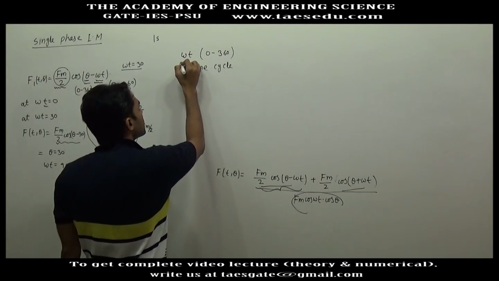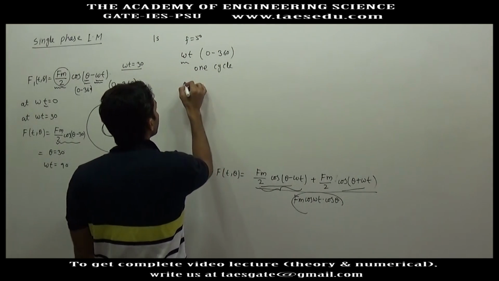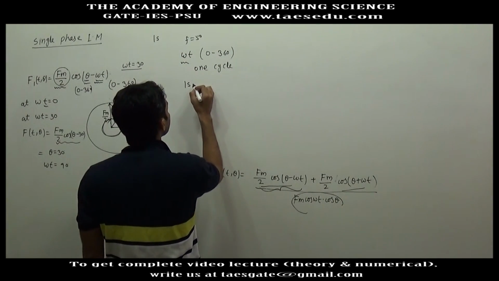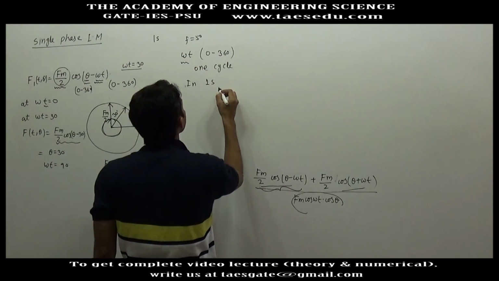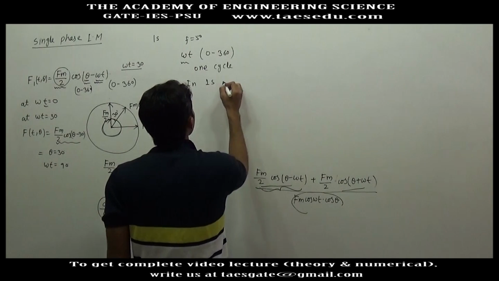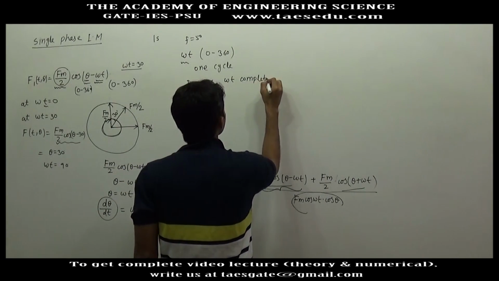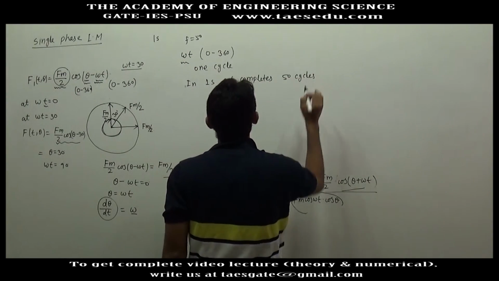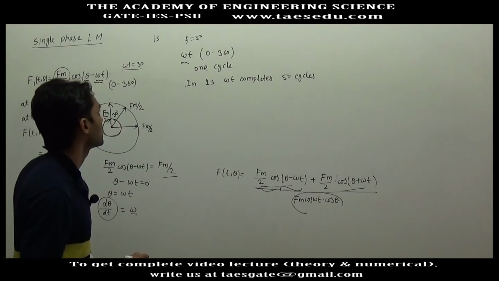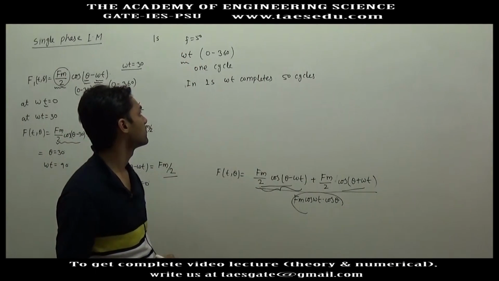Now if omega t has a frequency of 50 Hertz, what does it mean? In 1 second, omega t completes 50 cycles. This is the meaning of frequency. If frequency is 50 Hertz, in 1 second omega t completes 50 cycles.